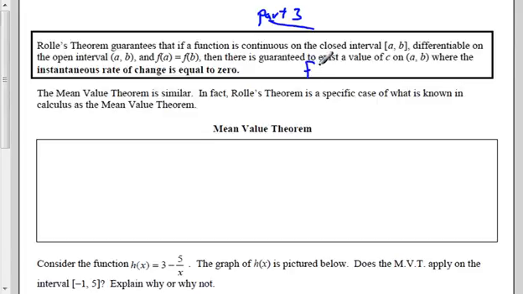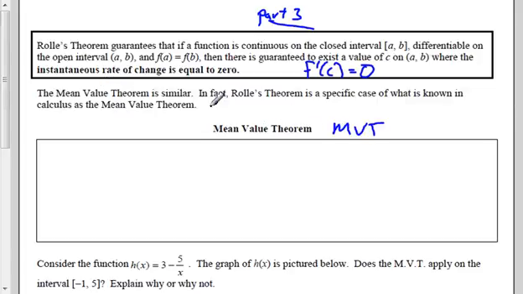What does that stand for? That's telling us instantaneous rate of change, where the derivative of the function equals 0. So we said the derivative, which is the tangent line, is the instantaneous rate of change, and the secant line is the average rate of change. Now, we're going to build off of Rolle's theorem and into the mean value theorem, MVT.